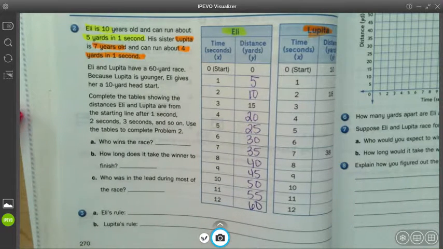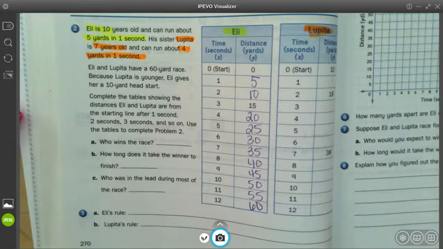Okay, whenever you're done, you can double check, looking up and checking mine.